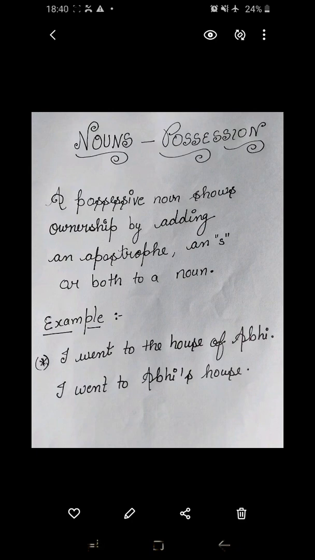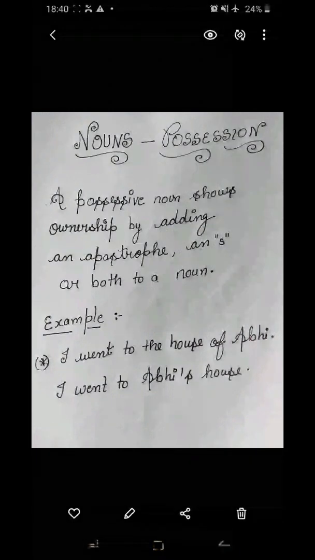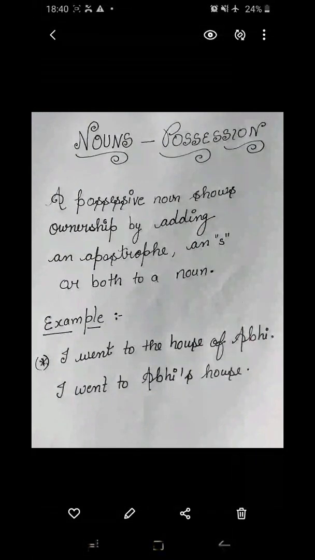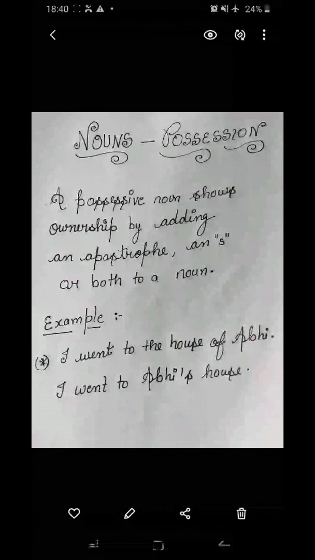Ownership means possession. For example, I went to a house of Abhi. Whose house is this one? Abhi's. So, to show the possession and ownership, we just use the apostrophe s here. I went to Abhi's house. Whose house is this one? Abhi's. So Abhi's ownership is shown by putting the apostrophe s sign here.